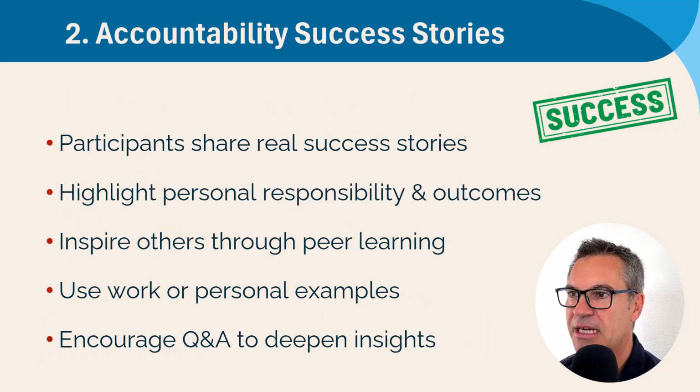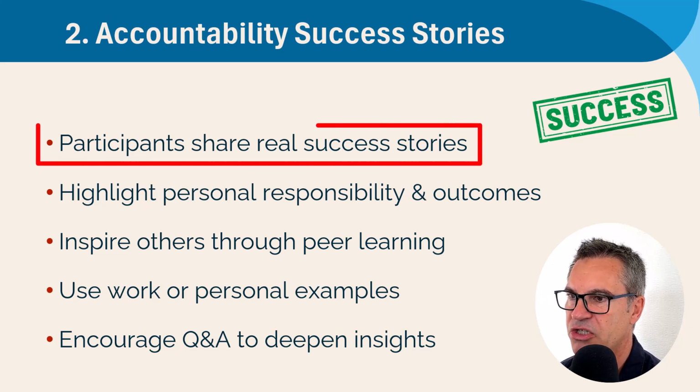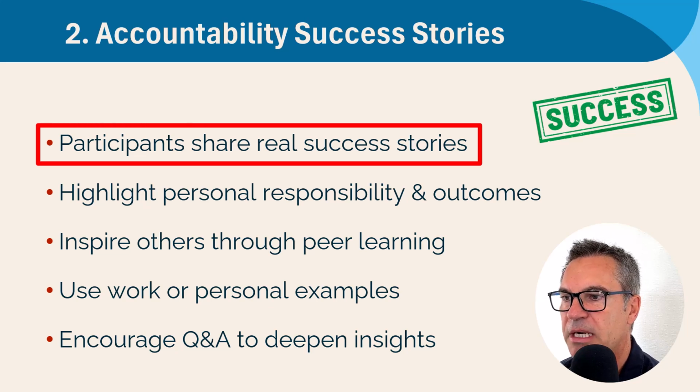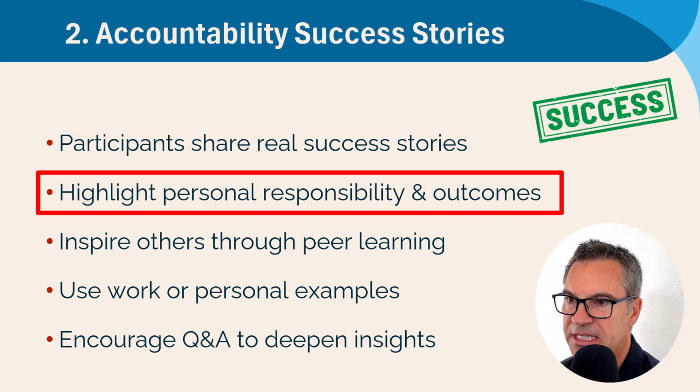Activity number 2, accountability success stories. This is a very, very simple activity, but it's still very often highly effective. So participants beforehand, ask them to think of a story that they can share. They're going to talk about a situation where they had to take responsibility and ownership and where it led to a successful outcome. It can be at work or it can be in their personal life.